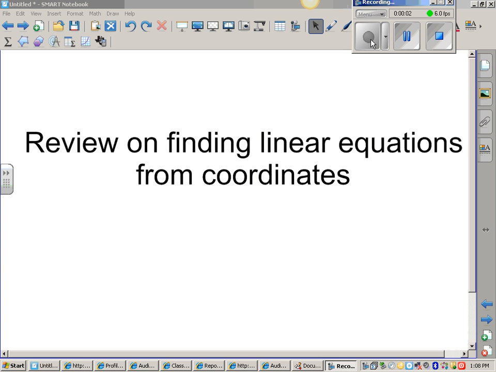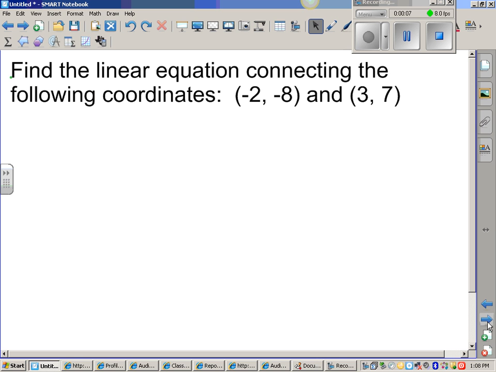This is a review on finding linear equations from coordinates. We're going to start by finding the linear equation connecting the following coordinates. So in this case, I'm giving you two coordinates, and I want the line that connects them. What are the first things we need to do?